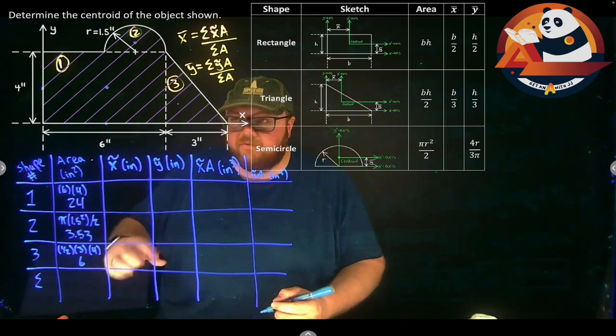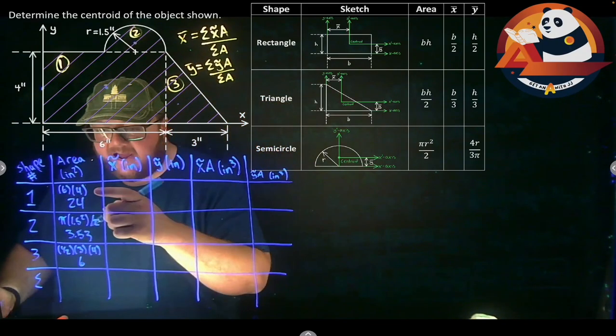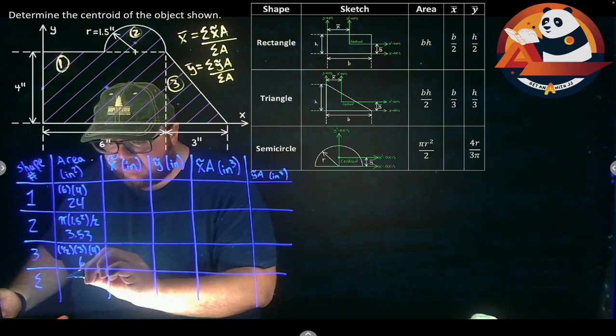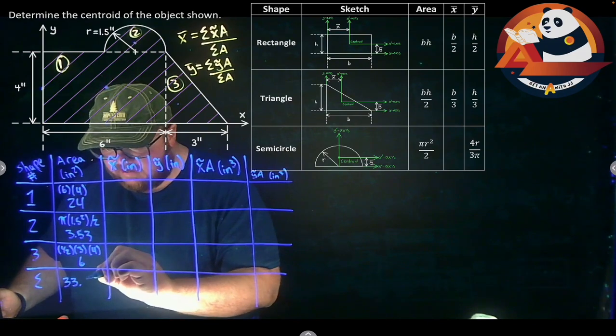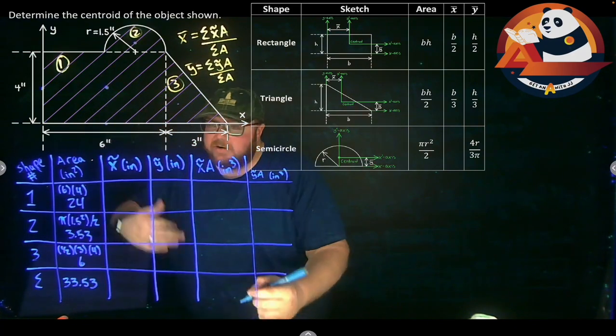In my formulas, I have a sum of my area. So let's sum this up. If I add this up, 24 plus 3.53 plus 6 gets me 33.53 square inches. And that's one of our columns.